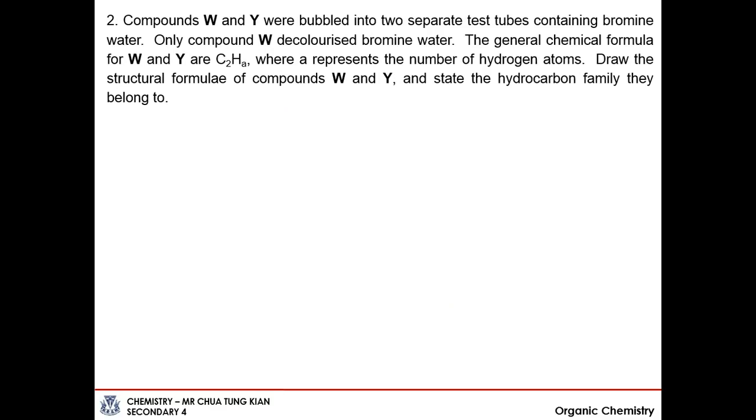Compounds W and Y were bubbled into 2 separate test tubes containing bromine water. So when you see bromine water, straight away you must think, ding, alkenes. One of them could be an alkene. Only compound W decolorized bromine water. So straight away we can deduce that compound W is an alkene because it decolorizes bromine water. The general formula for W and Y is C2Ha, where a represents the number of hydrogen atoms. Draw the structural formula of compounds W and Y and state the hydrocarbon family they belong to.